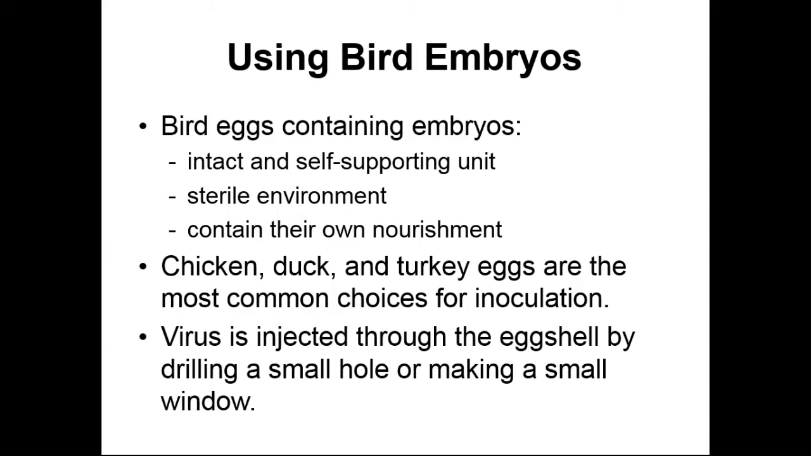When we use bird embryos, chicken are the most common, but we can also use turkey or duck eggs. That virus will be just injected directly through the eggshell. You'll take a small power drill, make an itty-bitty hole in the shell, or you'll crack off a small section of the eggshell and then inject the virus through the membrane of the egg.